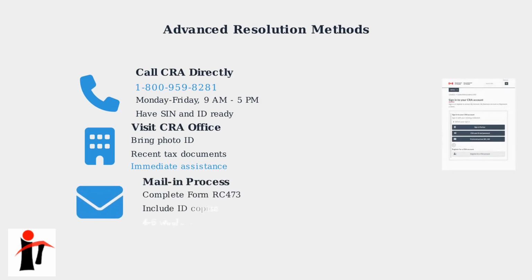The third option is the mail-in process. Complete Form RC-473, request for individual tax information, and mail it with copies of required identification. This method takes 4 to 6 weeks for processing.